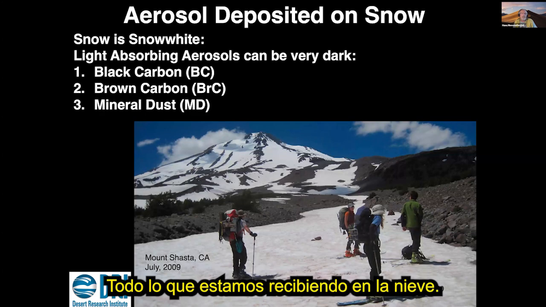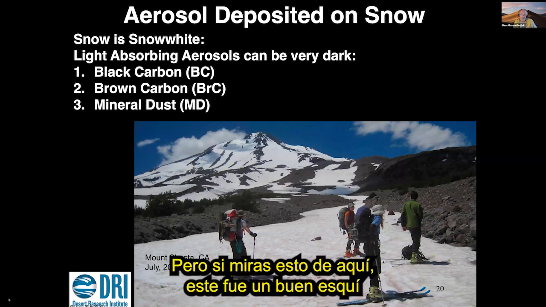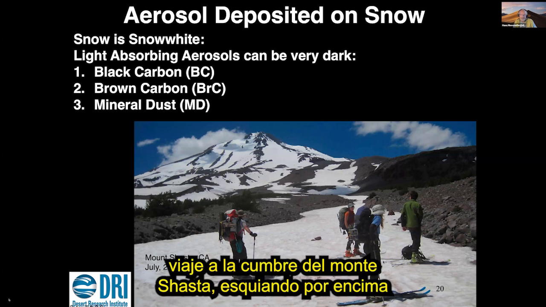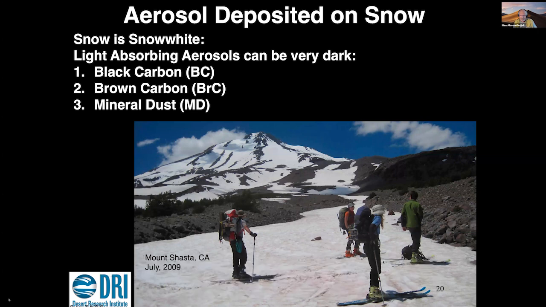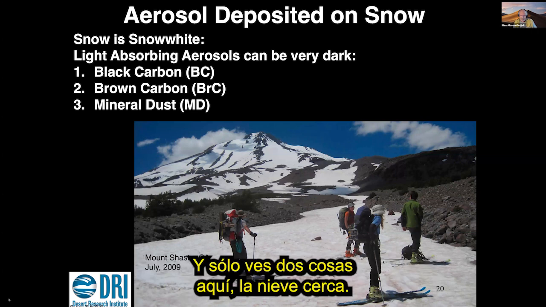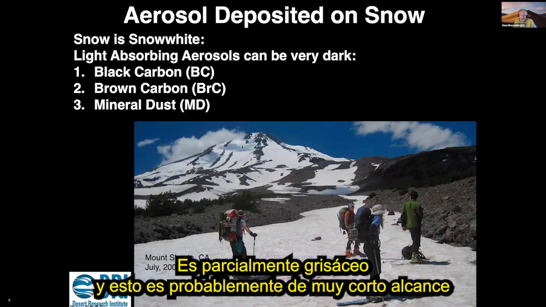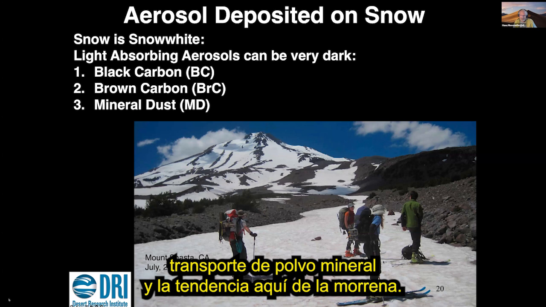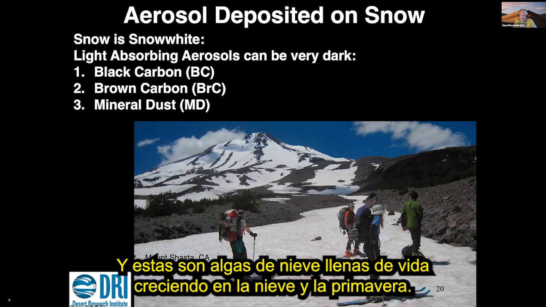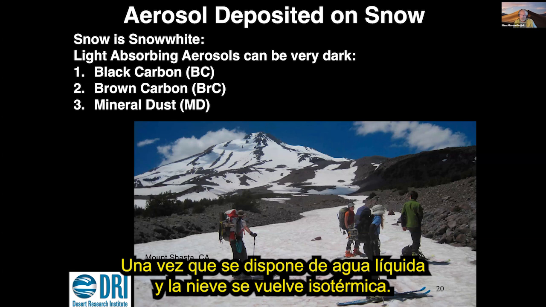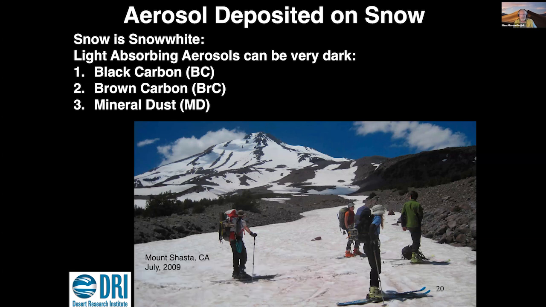And here now we're getting on snow. Snow is snow white. But if you look at this here, this was a nice ski trip to the summit of Mount Shasta and then skiing about 2,500 meters down where we're standing now. And you see two things here, the snow nearby. It's partially grayish, and this is likely very short-range transport of mineral dust entrained here from the moraine. And then you see a reddish color here. And these are snow algae, a form of life growing on the snow in spring once the liquid water is available and the snow becomes isothermal.